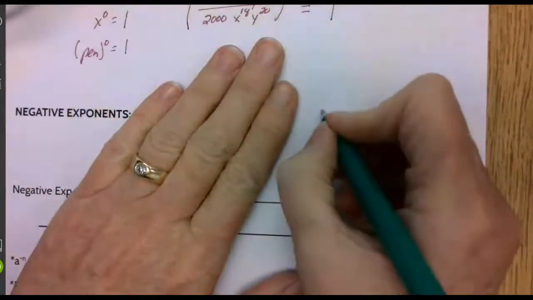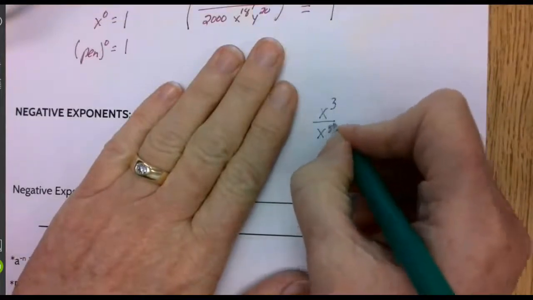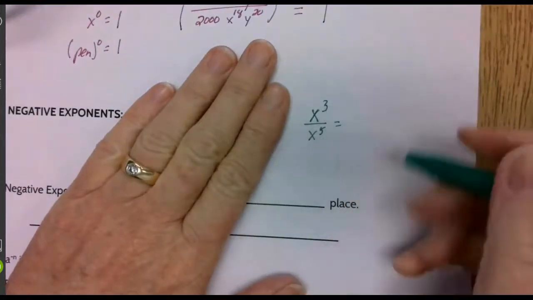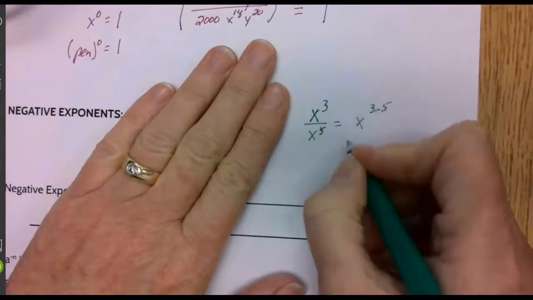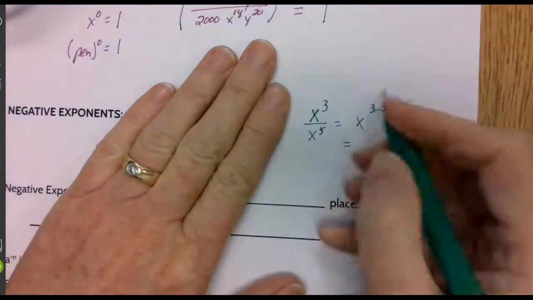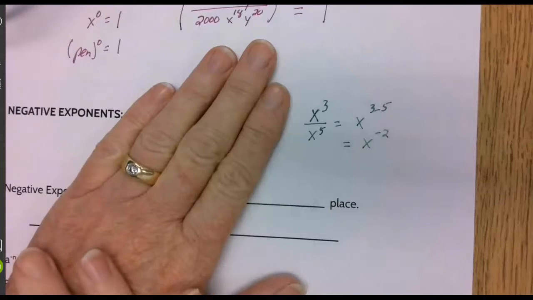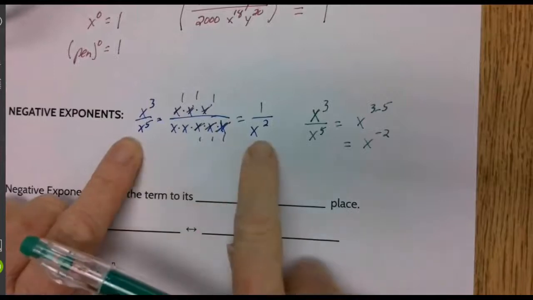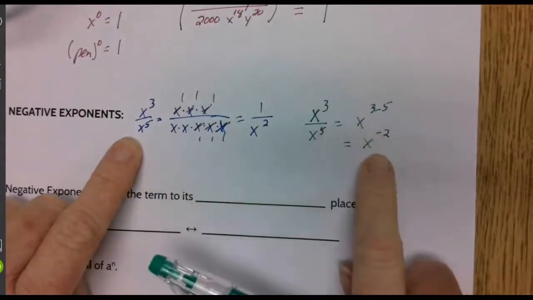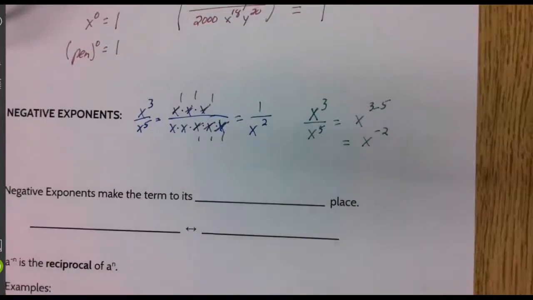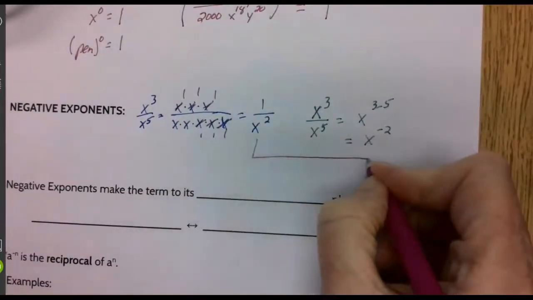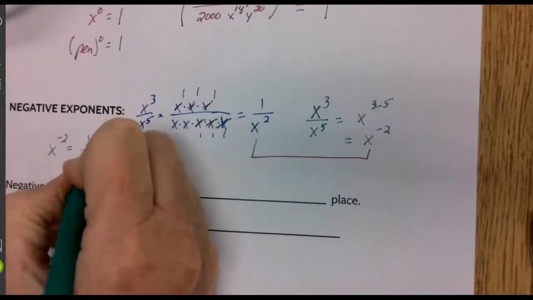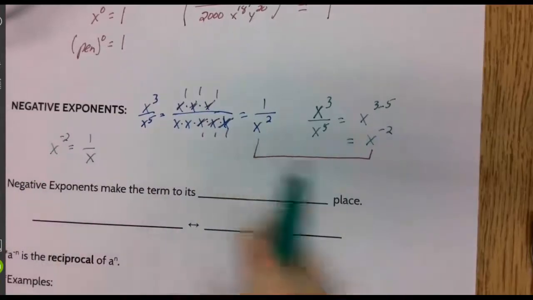Now I'm going to take that exact same problem, x to the 3rd over x to the 5th. We just learned that when we divide like bases, we subtract the exponents. So this would be x to the 3rd minus 5. That'd be x to the negative 2. Now, here we go. x to the 3rd over x to the 5th equals 1 over x squared, and x to the 3rd over x to the 5th equals x to the negative 2. So that means that 1 over x squared is equal to x to the negative 2. Now, most of the time, people are going to write that negative exponent first. But it's true either way.